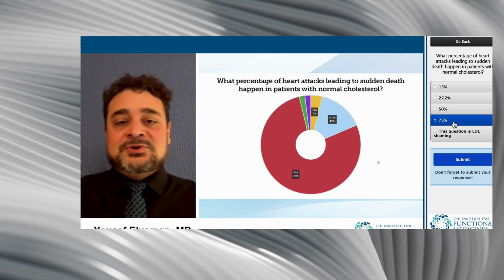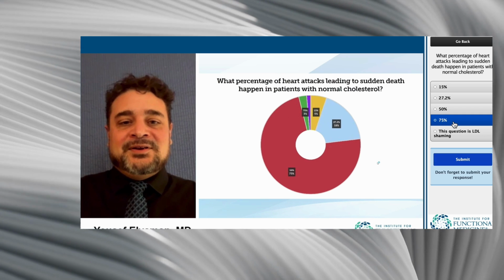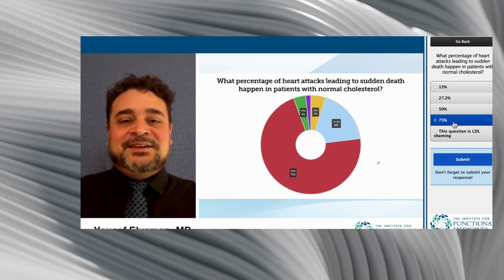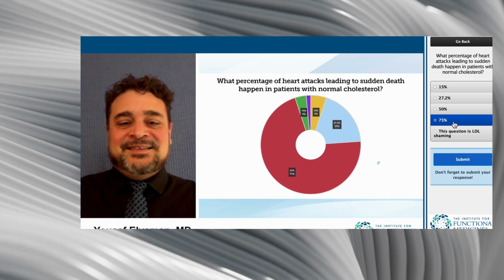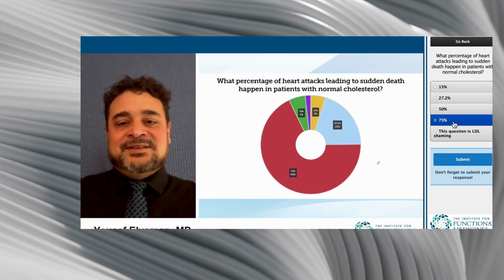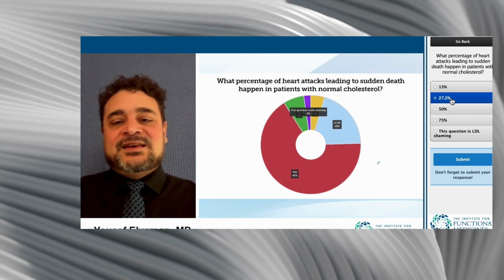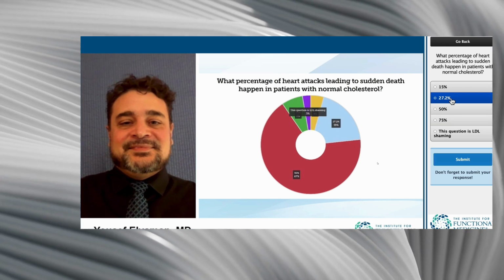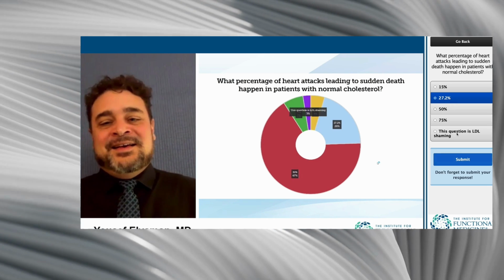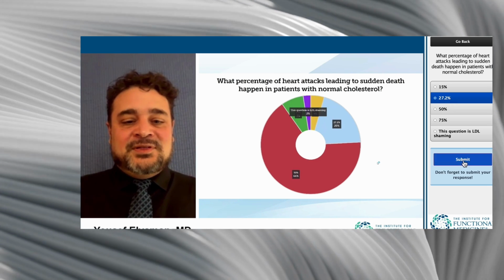Yep, okay, we got some 2% in there. Very good. But 4% standing up for LDL, strong. 50%, good Lord, that's a lot. All right, we're at 3% LDL shaming. Very good. Thank you guys for answering the poll.